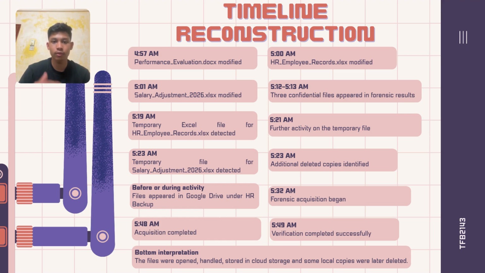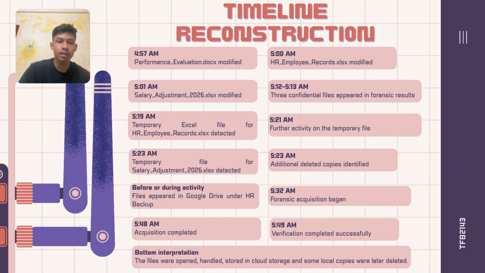Between approximately 5:12 AM and 5:13 AM, all 3 confidential HR documents appear in the forensic result. At around 5:19 AM, a temporary Microsoft Excel file associated with HR employee record was detected. Temporary files beginning with the tilde and dollar sign usually indicate that the document was opened in Microsoft Excel. At approximately 5:21 AM, the temporary file showed further activity. At around 5:23 AM, another temporary Excel file associated with salary adjustment was detected. At the same time, additional copies and deleted records of the confidential documents appear in the forensic result.